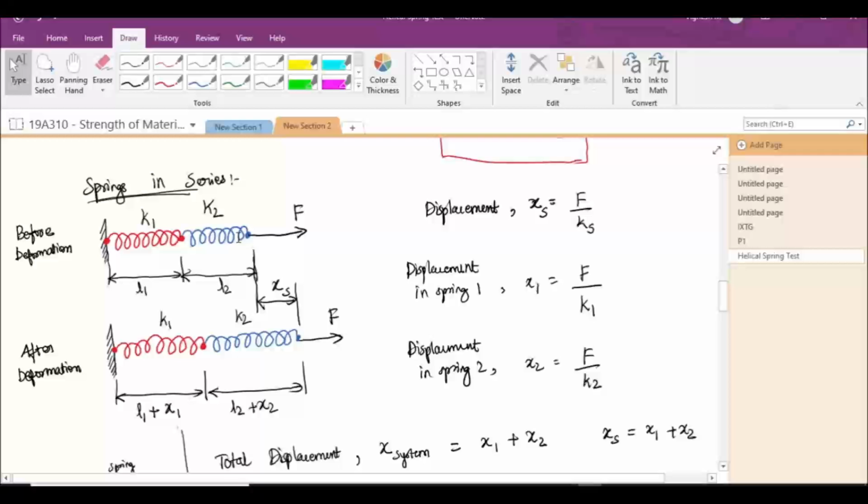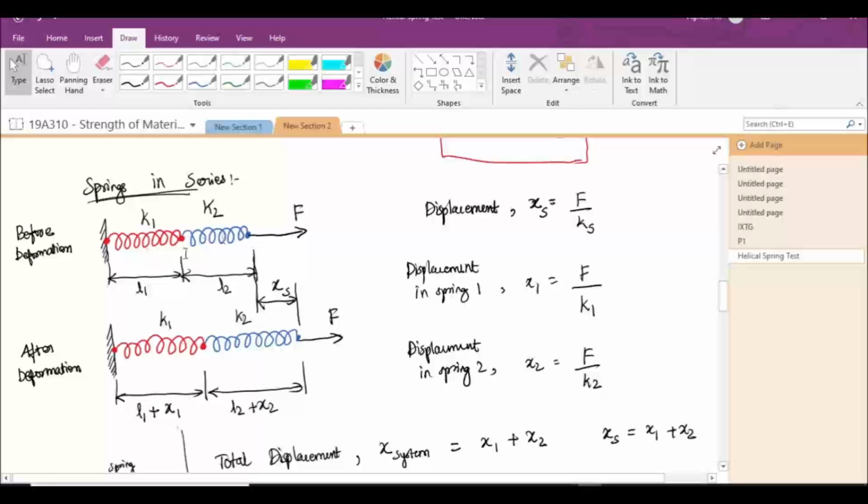As I said earlier, it's either tensile force or compressive force. Irrespective of the force, the displacement of the system or the spring is always the same. So I'm here applying a tensile force, so the springs will get expanded. One end of the spring system is fixed. So in the system, I have two springs.